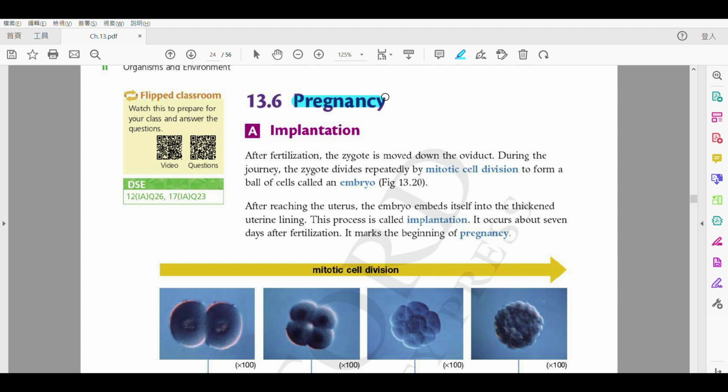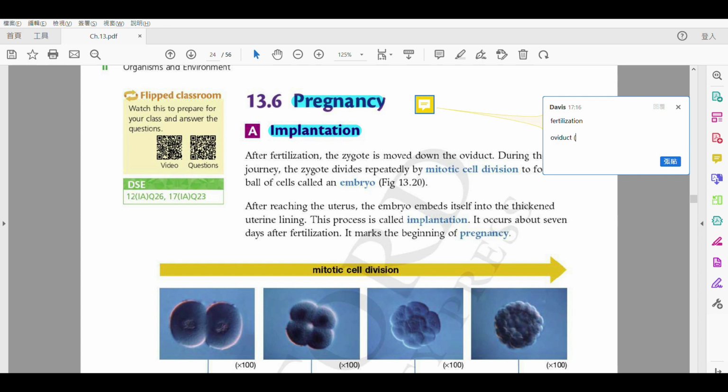So what happened after that? 之後發生咩事呢？咁就會有呢個嘅 implantation 啦。Just a little bit of revision. Remember that fertilization, 自己讀一讀先啦。Where does it take place? 記住啦，you do not just tell me it's the oviduct. It would be better if you can tell me that it's the upper part of the oviduct.